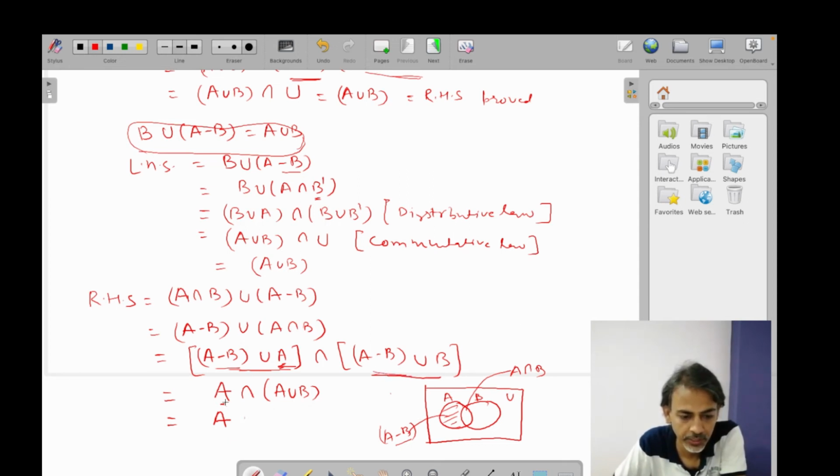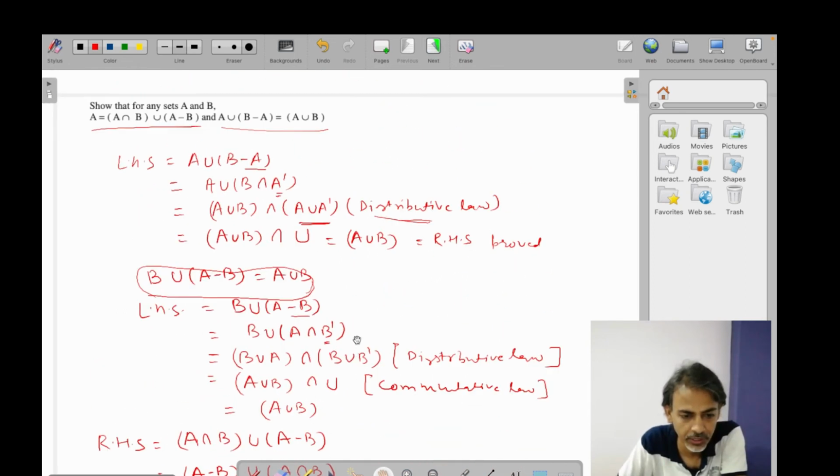So this is why A intersection A union B. Now look at A intersection A union B. A is this whole thing. A union B is the whole thing. When you do A intersection A union B, you will be getting A. So this is nothing but LHS which we had to prove. So yes, this is one way of doing it.